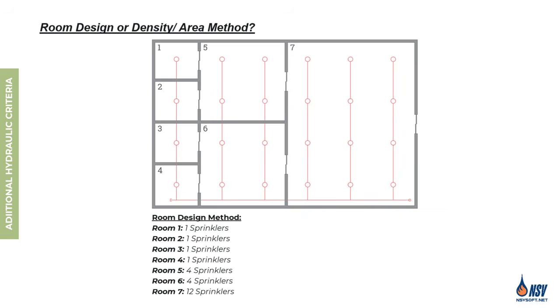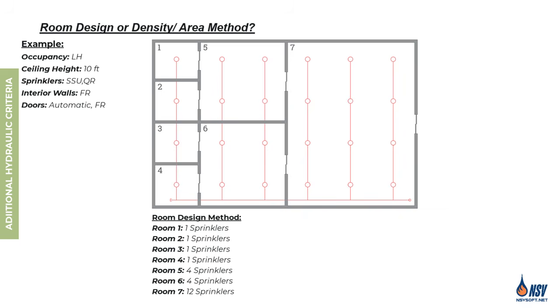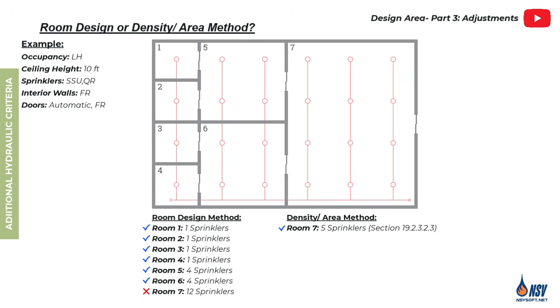Selecting the appropriate design approach, room design or density area method, depends on the room size and the number of sprinklers within each room. In this example, the room design method is more suitable for rooms 1 through 6, as it results in more efficient pipe sizing for the last 3 branch lines. However, for room 7, the density area method is more appropriate because the design area would include 5 sprinklers.